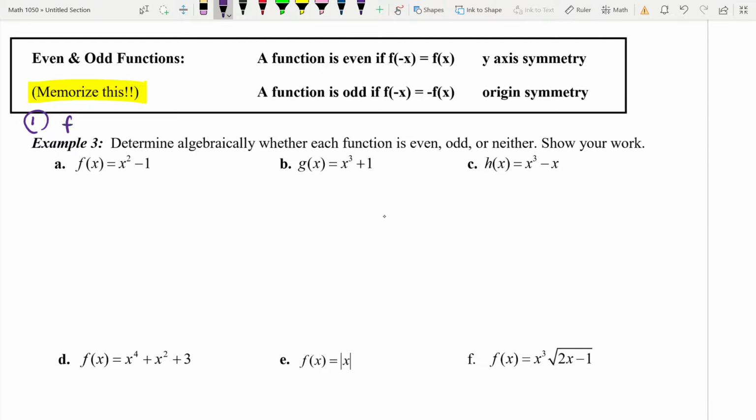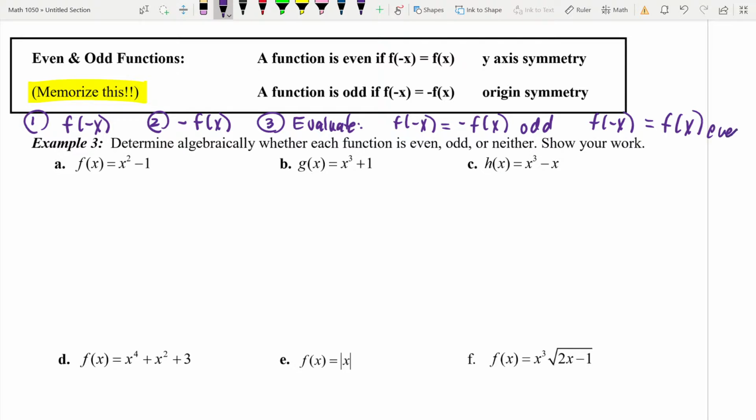Step number 1, you're going to find f of negative x. Step number 2, you're going to find negative f of x. Step number 3, you're going to evaluate it. And here's how you evaluate it. If the negative, meaning f of negative x, is equal to the negative, meaning negative f of x, then it's called odd, if the negative equals the negative. If the negative, meaning f of negative x, equals the positive, meaning f of x, that's even. And if it's neither one of those, then it's neither.